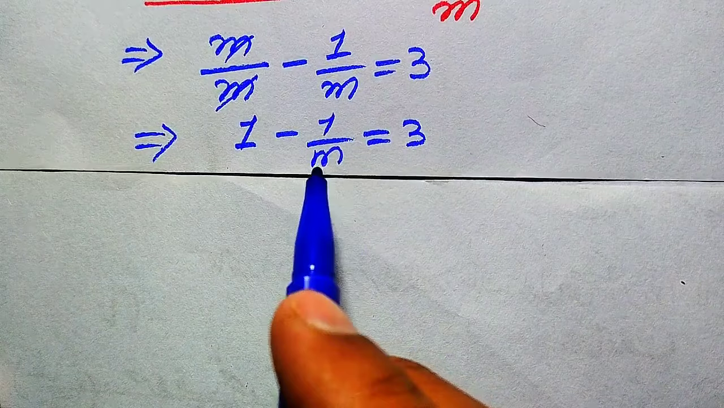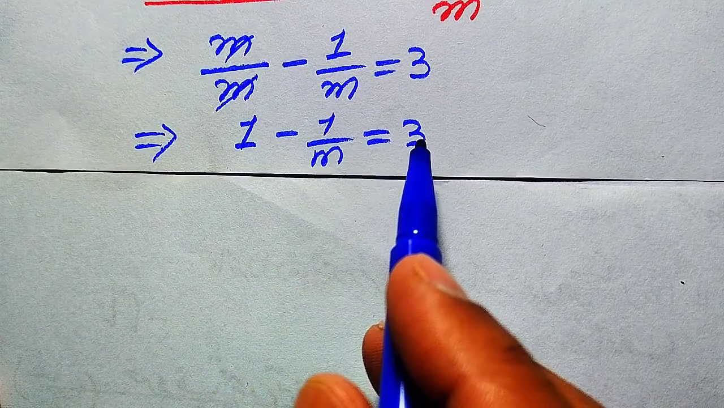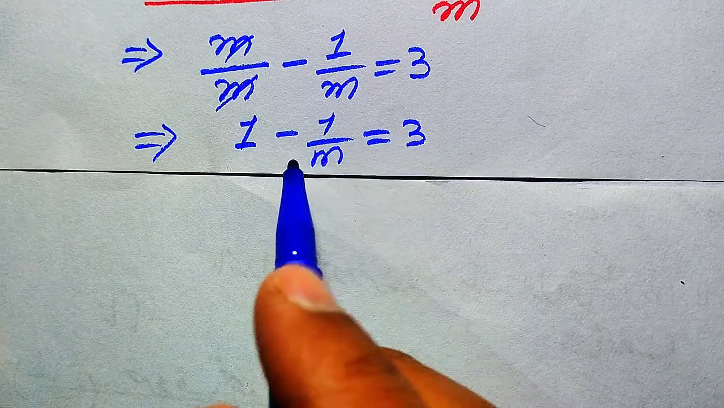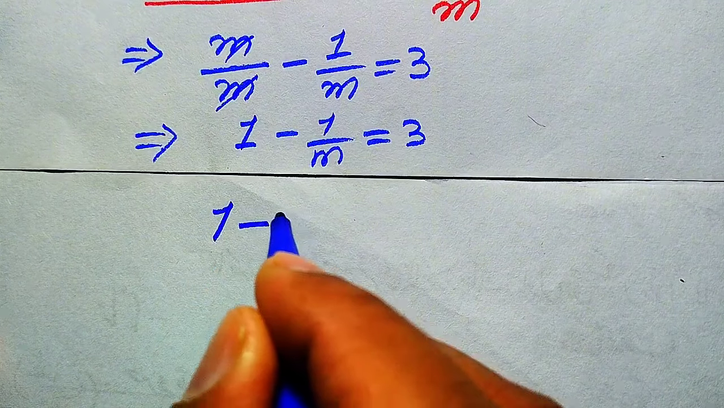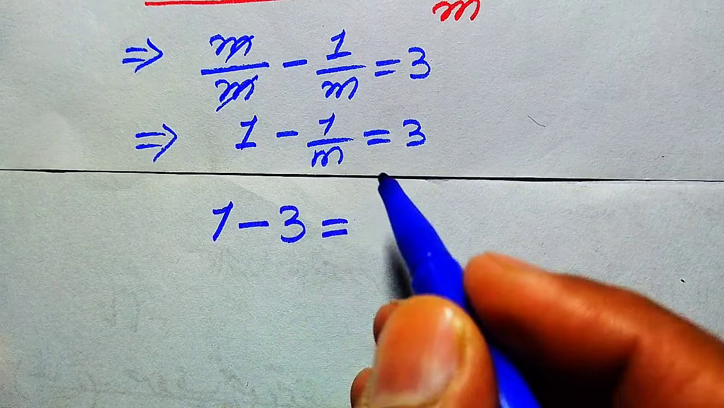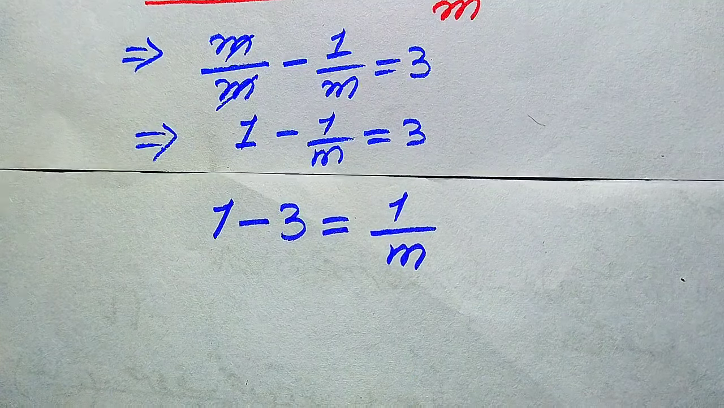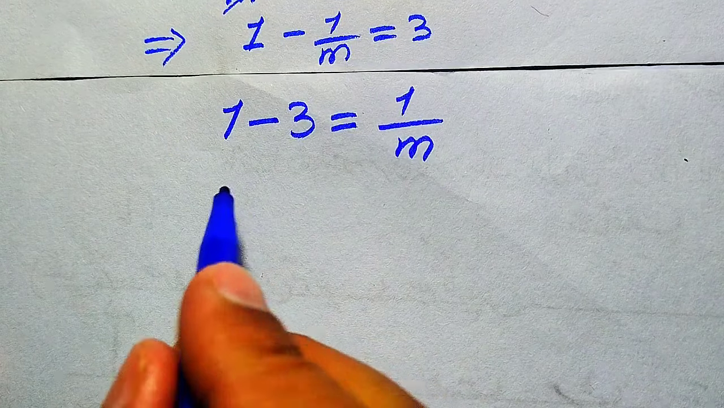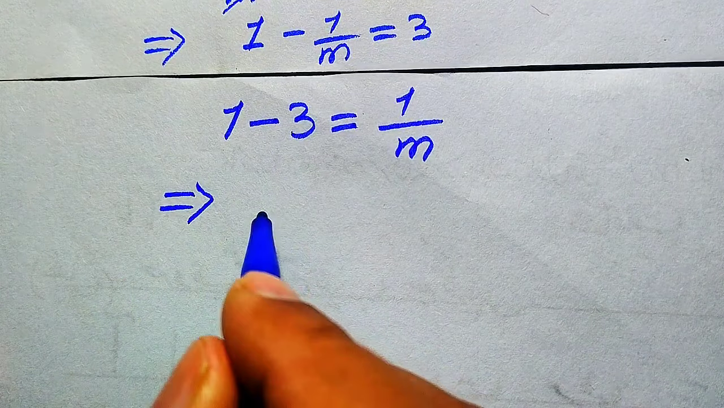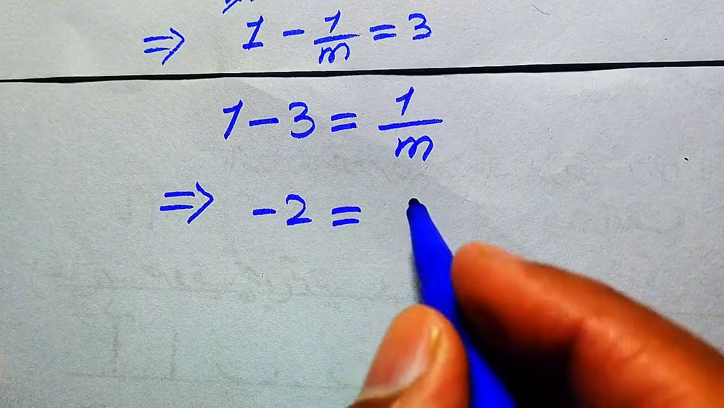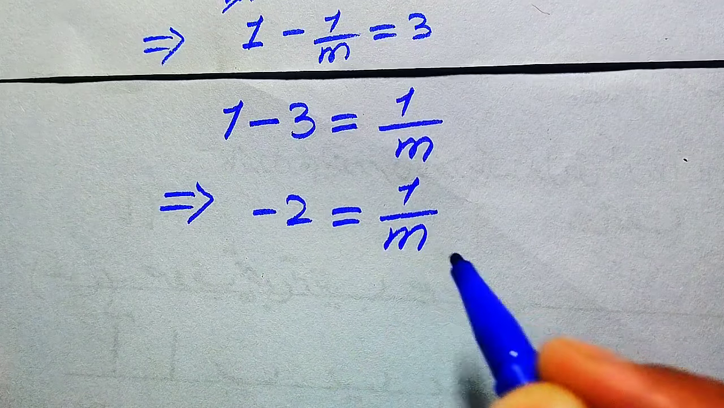And now in the next step, we need to move this minus 1 over m to the right hand side, and we move this 3 to the left hand side, and it will be written as 1 minus 3 equals, this is minus 1 over m. When we move it to the right hand side, it becomes plus 1 over m. So here we get 1 minus 3 becomes minus 2 equals 1 over m.